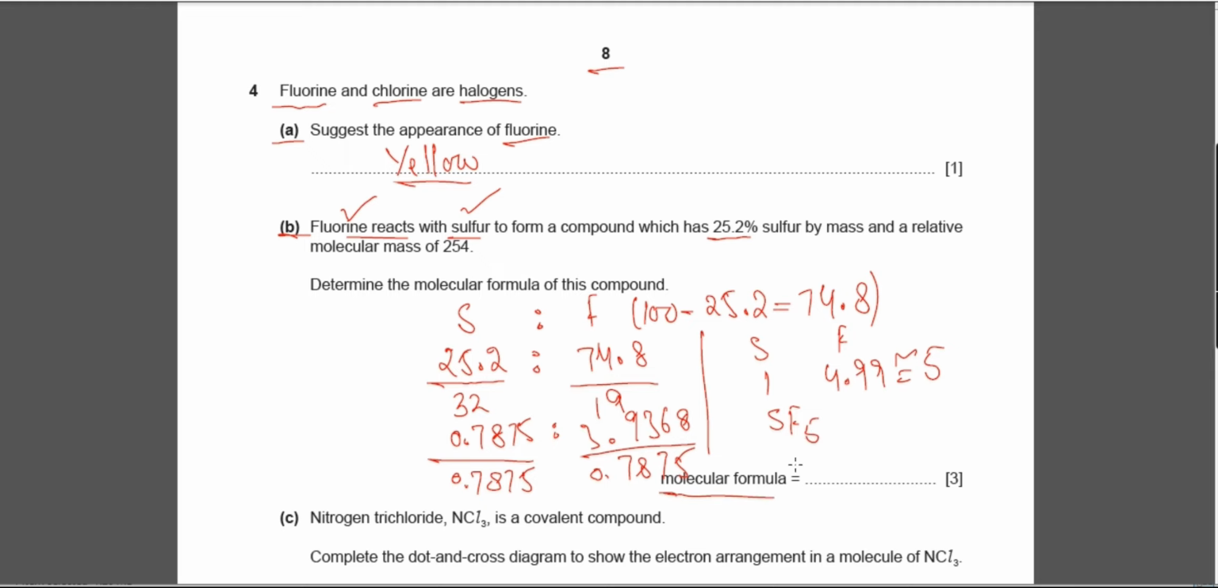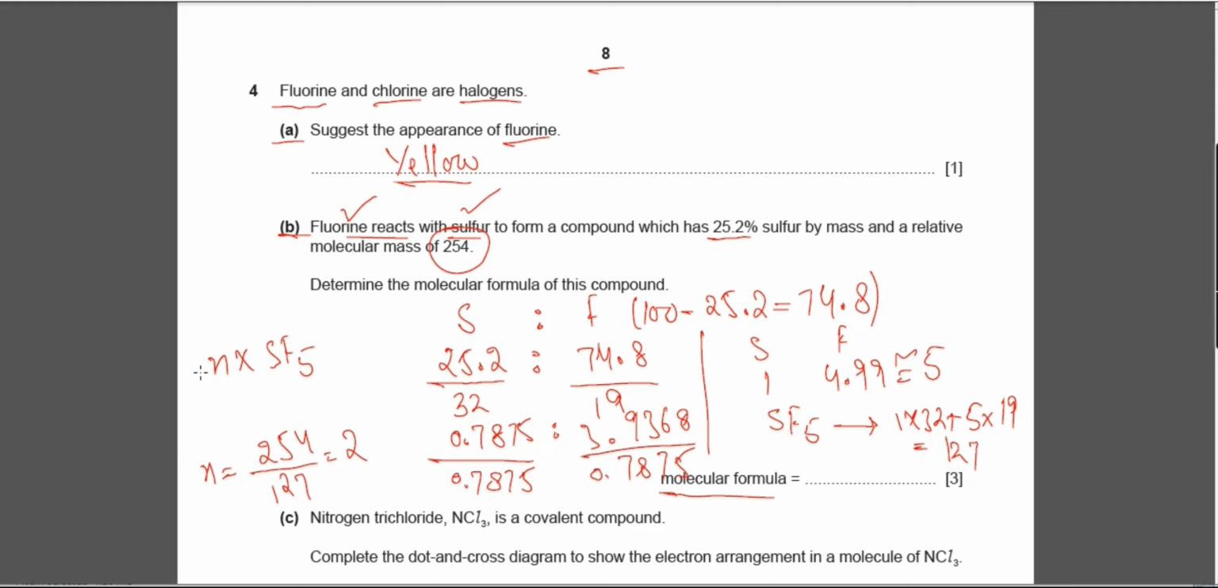But the demand is writing the molecular formula. For the molecular formula we apply another formula: n times the empirical formula. We don't know the value of n. To get n, divide the molecular mass, which is 254 as given here, by the empirical formula mass. The empirical formula mass is one sulfur atom, atomic mass 32, plus 5 fluorine atoms, atomic mass 19. So 32 plus 5 times 19 is 127. Dividing 254 by 127, the answer is 2.